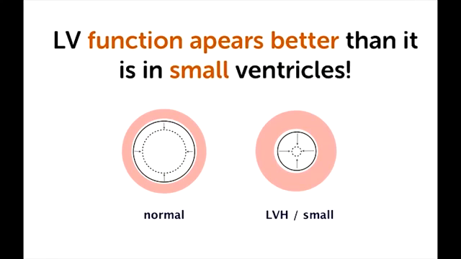Oh yes, one more thing I want to mention. Don't forget, patients with left ventricular hypertrophy often have very small ventricles, and we tend to overestimate left ventricular function in such small ventricles. Don't forget this. Only 4 more pathologies to go.